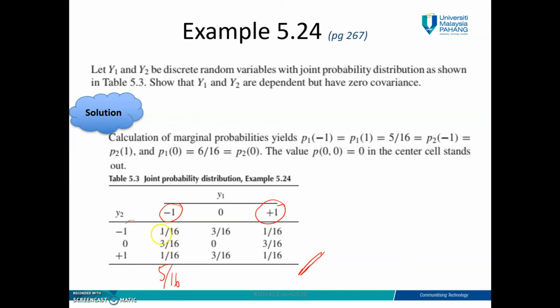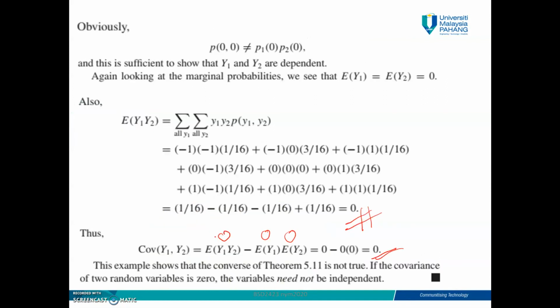So if you look here, if we have p1 negative 1, this one, and then p1 1 here, you will get 5 over 16. This one also you get 5 over 16. And then for p2 negative 1, p2 1, you also get 5 over 16. Here also 5 over 16. And then if you look at p1 0 here, you get 6 over 16. And then here you also get 6 over 16. Okay, but the value for p(0,0) you get 0.